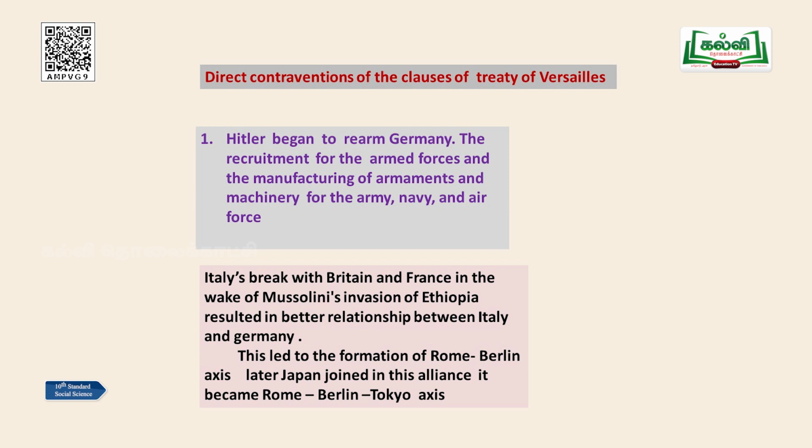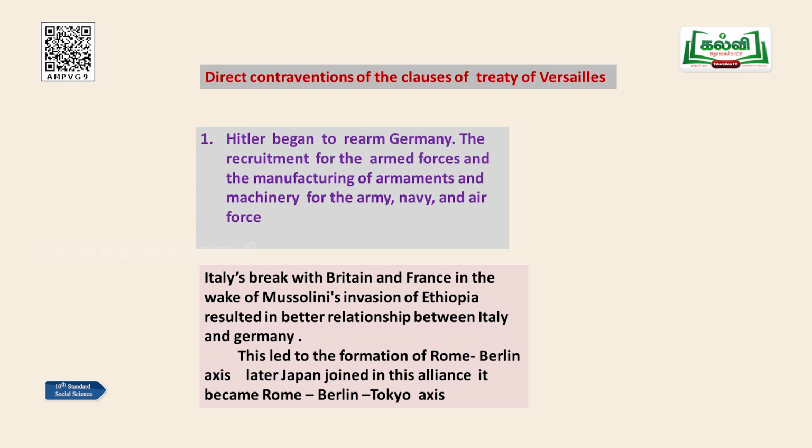Then next one, Italy. Italy broke with Britain and France, because we learned that during World War I, Italy was on the side of Britain and France. Now Mussolini had become the dictator of Italy, so he did not want to continue the relation with Britain and France. He came out, and it led the way to developed friendship between Hitler and Mussolini. Italy broke away from Britain and France. It led to the formation of the Rome-Berlin axis.